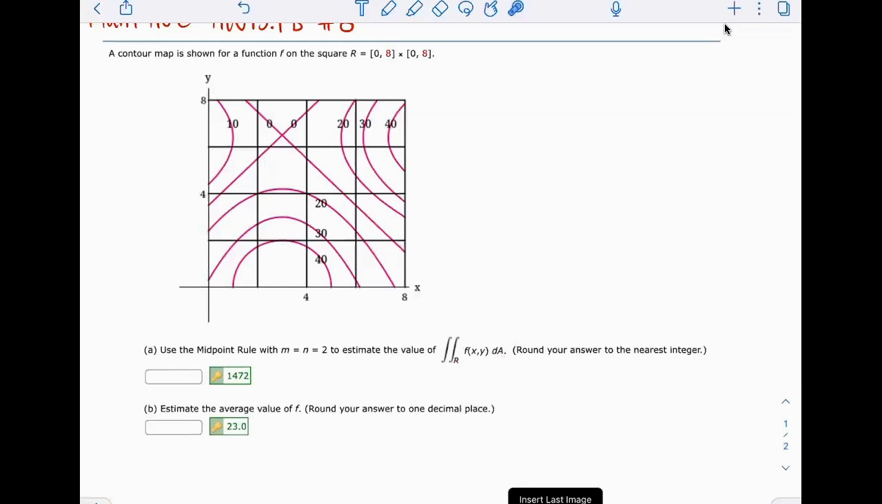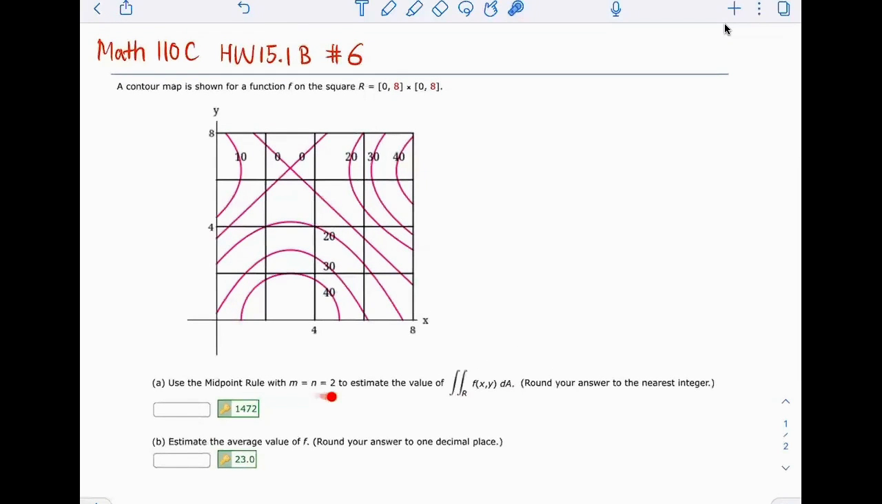Okay, first of all, because we have m and n equal to 2, for this rectangle along the x direction, we're going to divide that into two sections. So m is equal to 2, so we have two sections, right? This is one, and then there's another one, two sections. And then on the y direction, we also divide into two sections. So m and n is equal to 2.